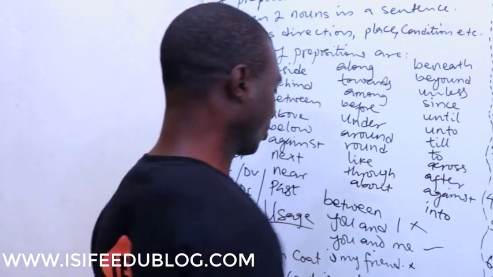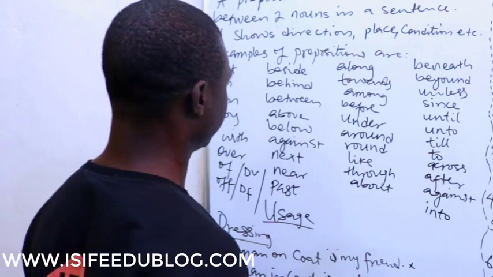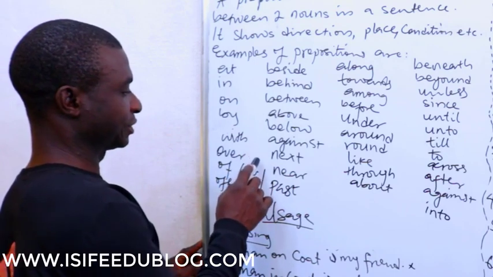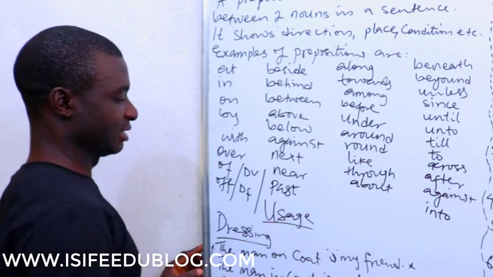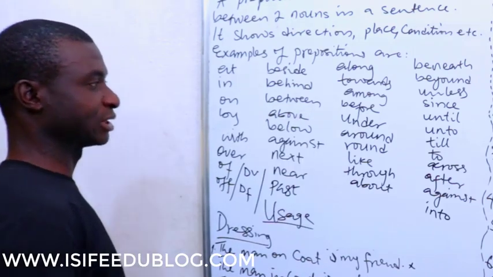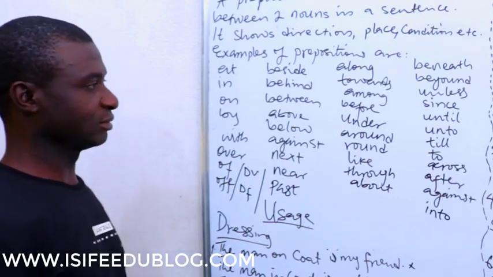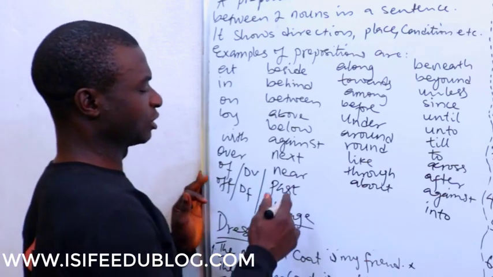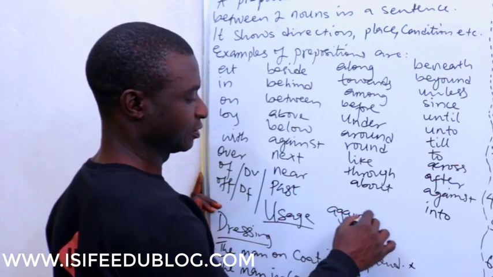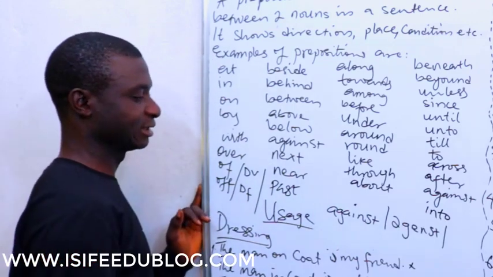Okay, let's continue. Now, we have above, below, against, next, near, past, along. You could notice my pronunciation of these words. We are not talking sound, but of course, learning is a continuum. So take note of against, the way I pronounce it. Alright?